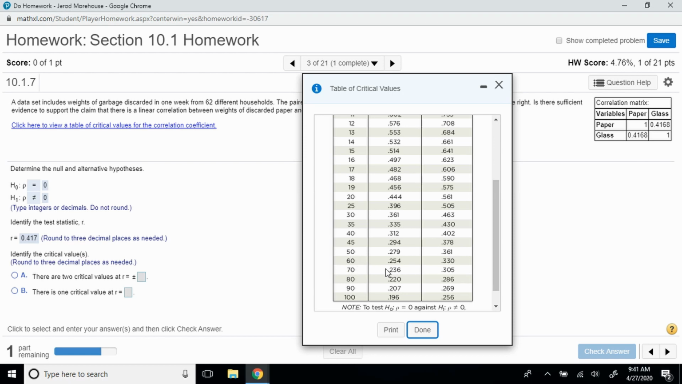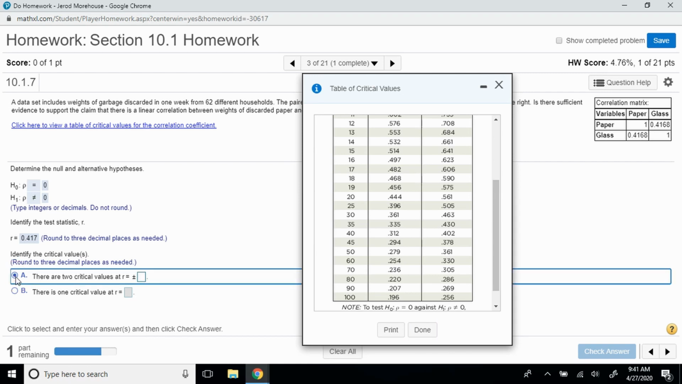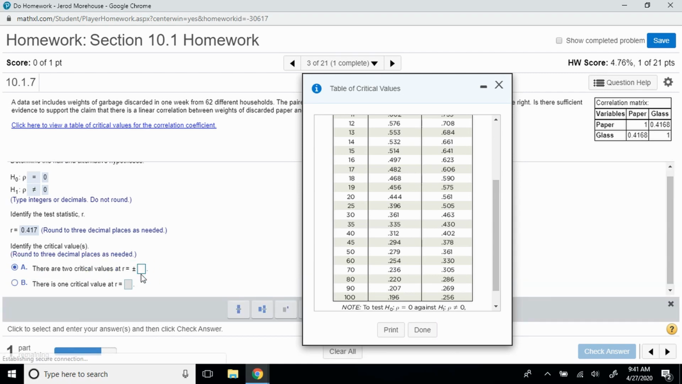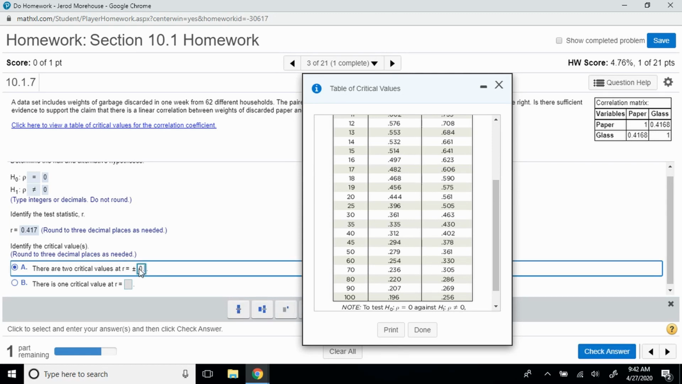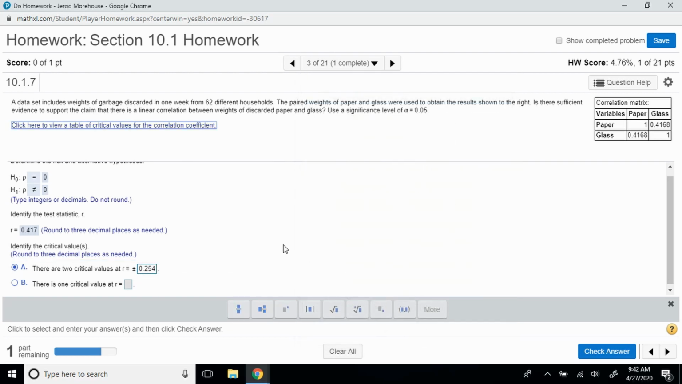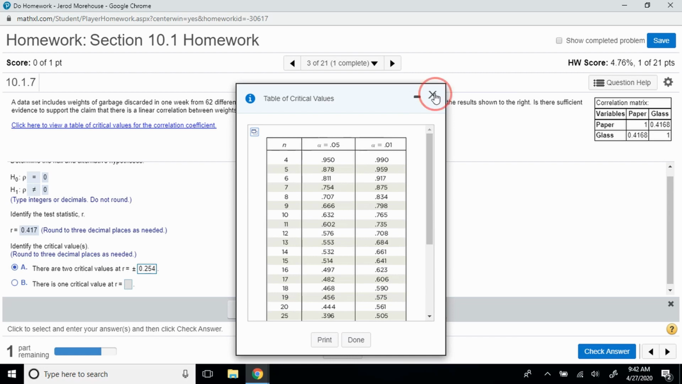Even if it was 68 or 69 for our sample size, we would always round down. So for 60, it's 0.254. And there will be two of them. 0.254, because it didn't type it in. Now, because we're doing a not equals to here as our alternative, there's going to be two critical values. That's why I said there are two. So let's check that answer.